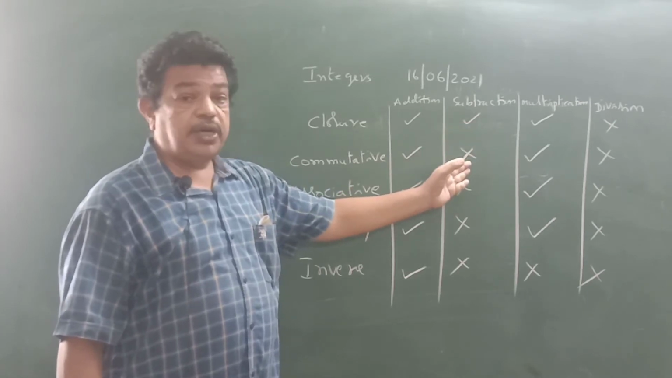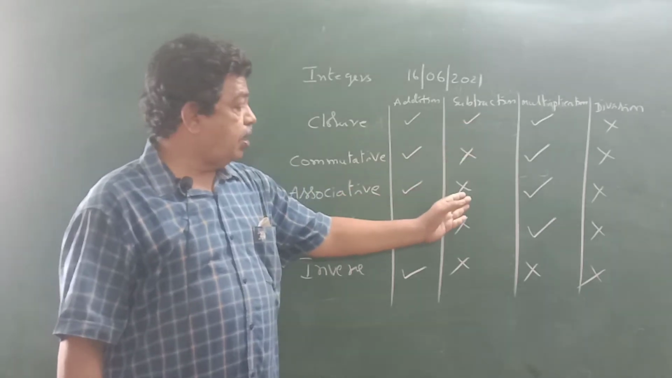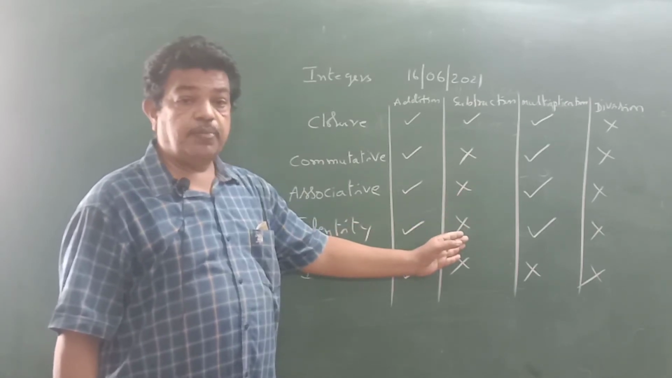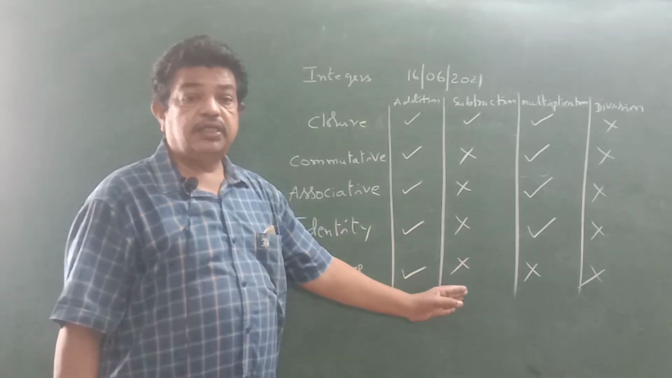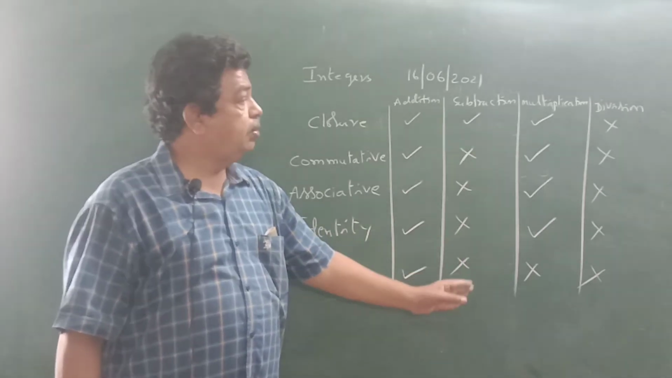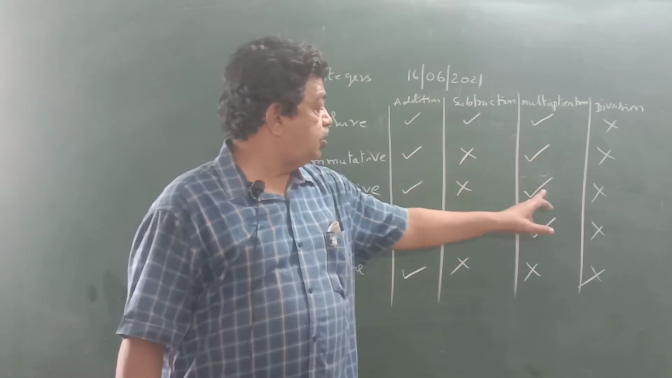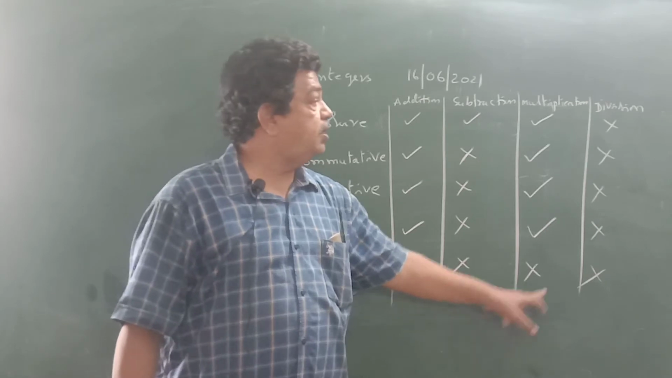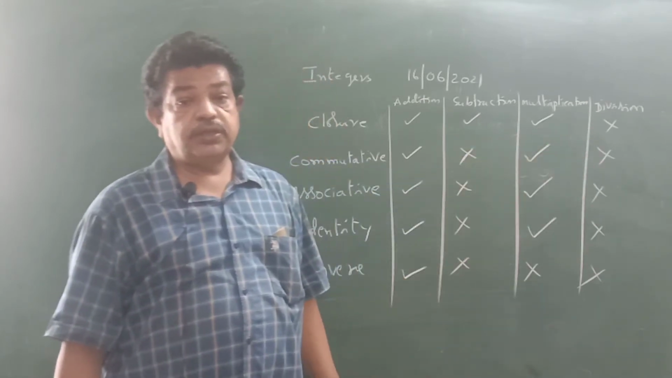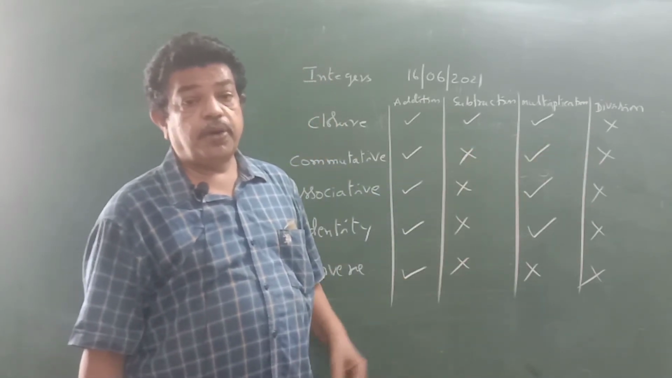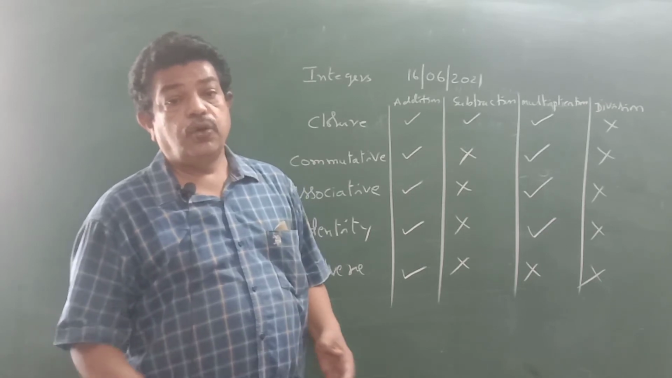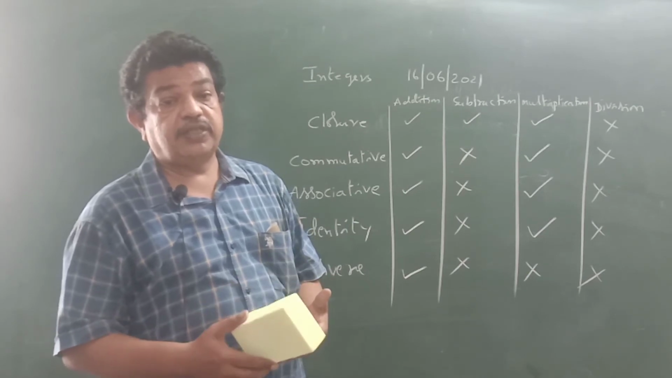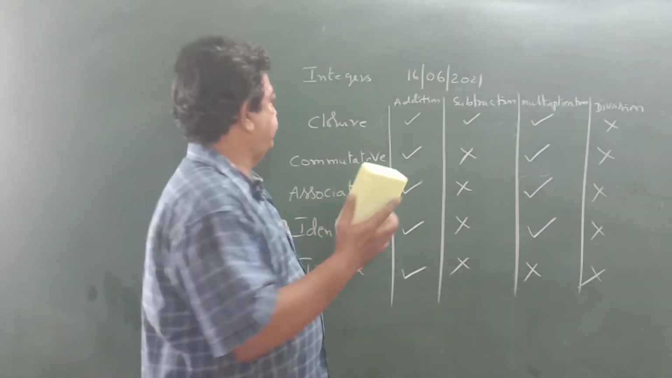Do integers have commutative property under subtraction? No. Associative property under subtraction? No. Identity property under subtraction? No. Inverse property under subtraction? No. Do integers have closure, commutative, associative, identity under multiplication? Yes. But they do not have inverse property. Do integers have closure, commutative, associative, identity and inverse properties under division? No, integers do not have these properties under division.